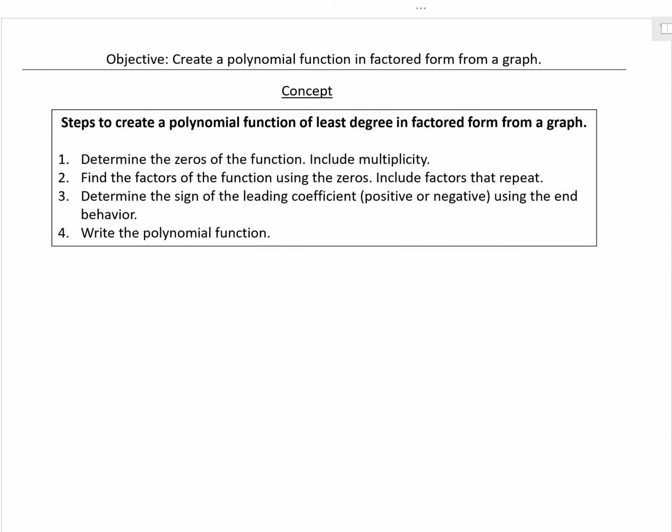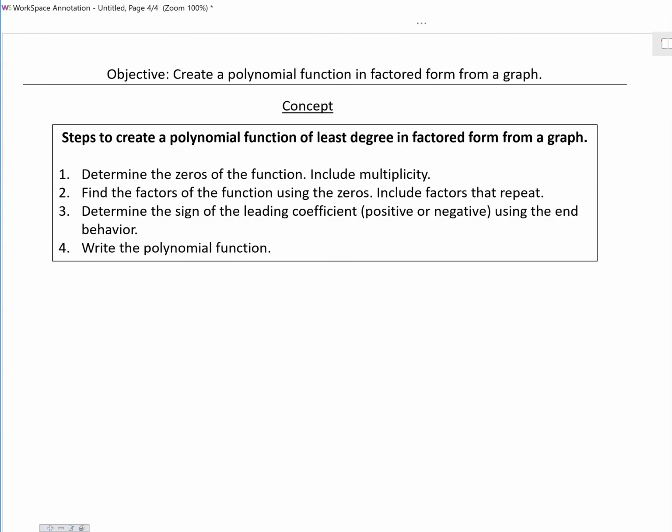So if we want to create a function in its factored form from a graph, notice here it says of least degree. That means with the smallest power of x based on the given information. So we don't add any extra zeros to the problem. We just use the ones that we can see on the graph and make an assumption that those are all of the zeros.